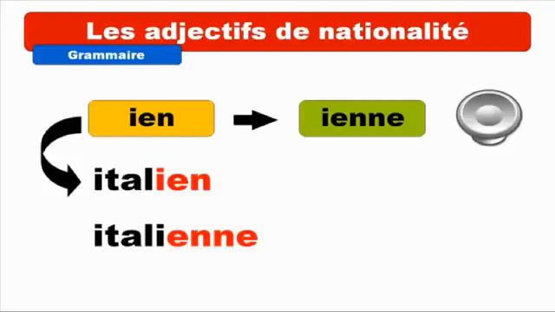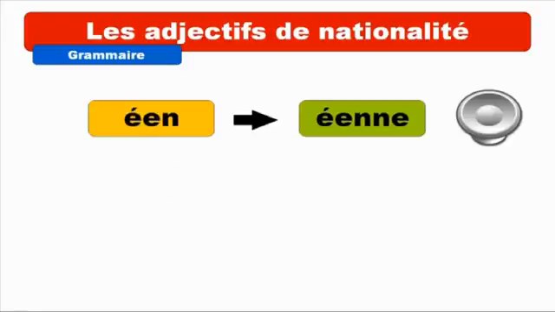Okay, so let's have some example. Italien, repeat. Italienne, repeat. Okay. Et un, repeat. Et un, okay. Feminine form, en. It's quite difficult because we've got this e, and then right after we've got this e, okay? So take the time to practice this en, okay?